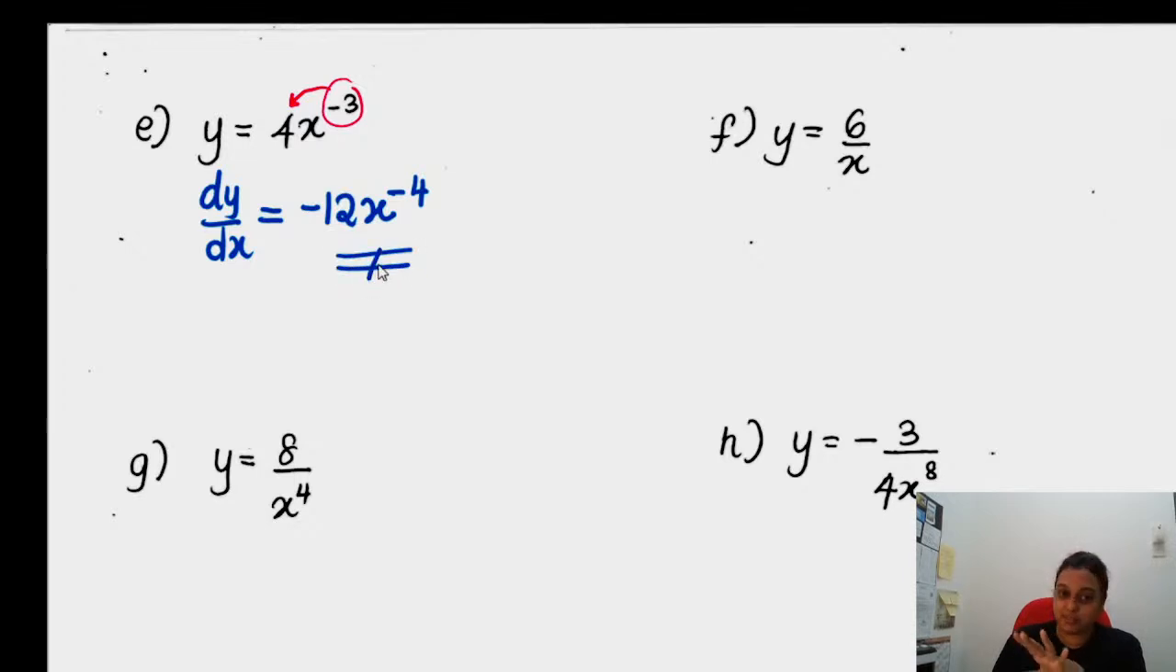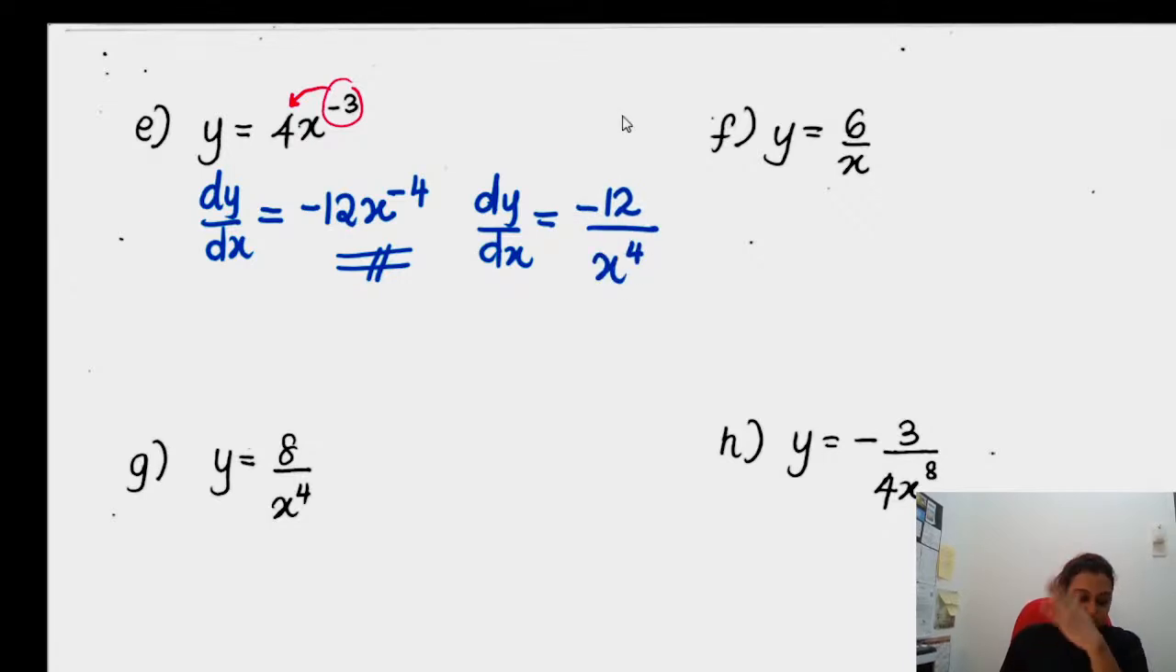Usually you can leave your answer like this, but in SPM, sometimes what is required is that you cannot let your power be negative. So if your power cannot be negative, another way to write it is negative 12, and the x you need to bring to the bottom. So the power will be a positive power. This is another way to write it, but both ways are the same.